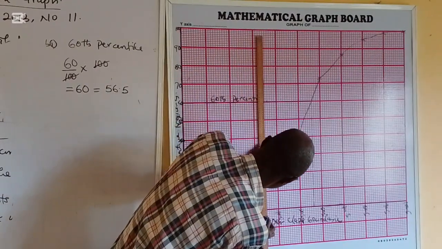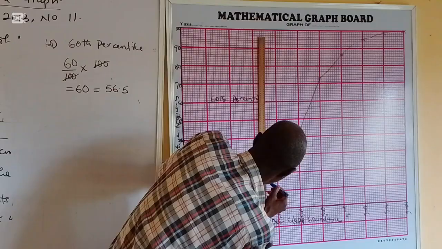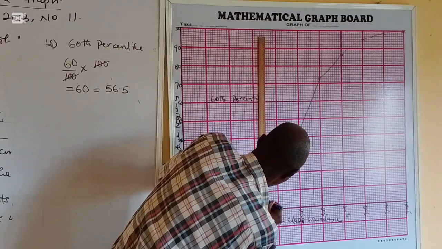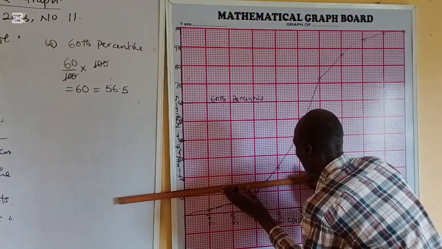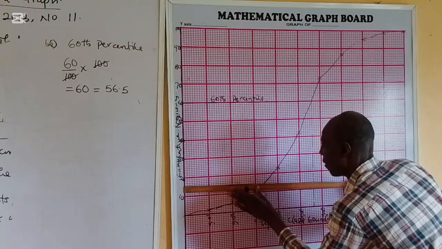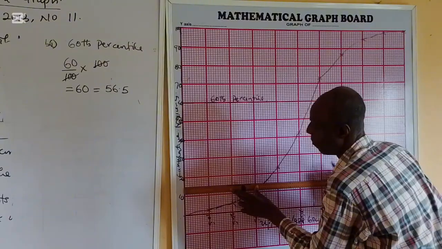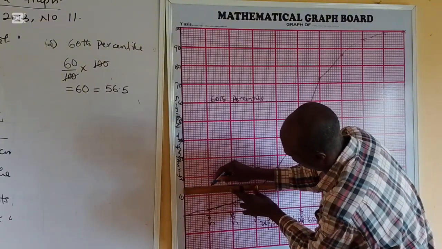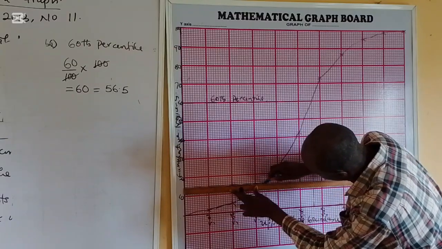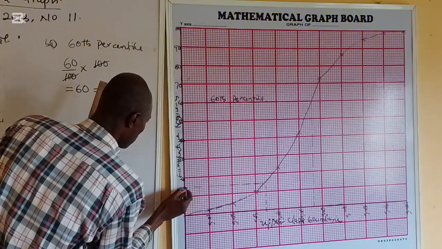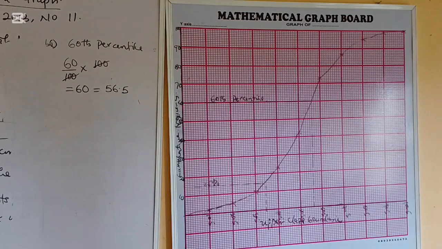Here it touches a vertical line. Okay. So it touches here. Here is the 35%.